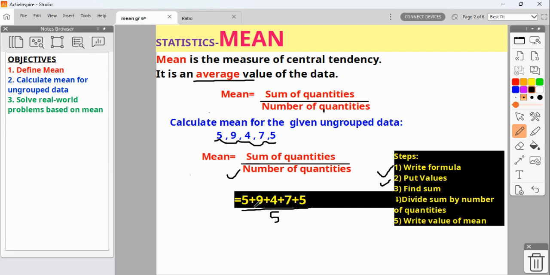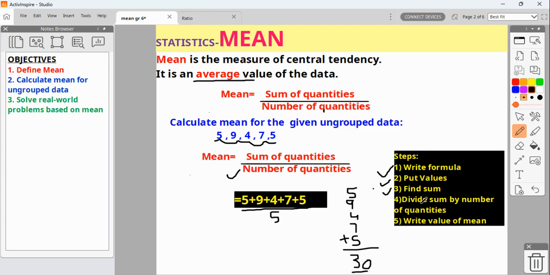Next, after putting the values, step number 3 is find sum. We have to add up all the quantities given. So we can write them in standing form, and we can solve it in a rough column at the right hand side: 5 plus 9 plus 4 plus 7 plus 5. After adding all these quantities we get 30. Sum of all these quantities is 30. We have done step number 3, find sum.